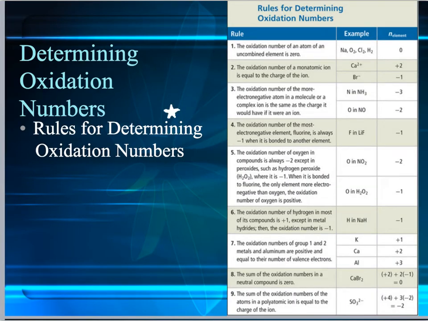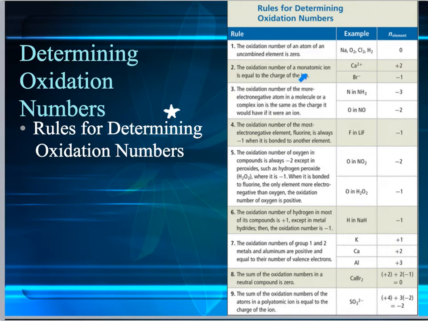Here are your rules. You should screenshot these. But basically what I'm going to do is just very quickly give you a rundown of them and explain what they are and the relevant parts to it. So number one, basically if you have an atom of an uncombined element, its oxidation number is 0. Okay, so sodium by itself with no charge is 0. Any of the diatomic elements by themselves are 0. Any element that's just the element is 0.